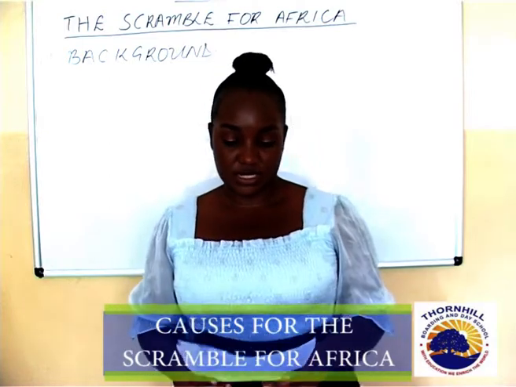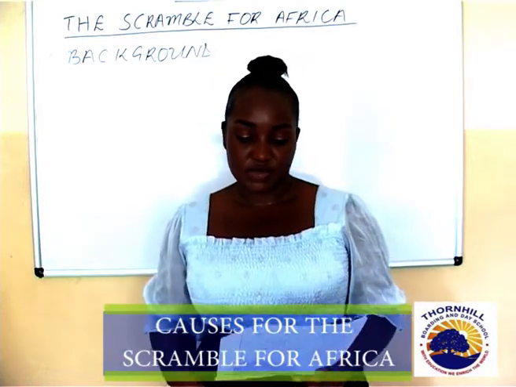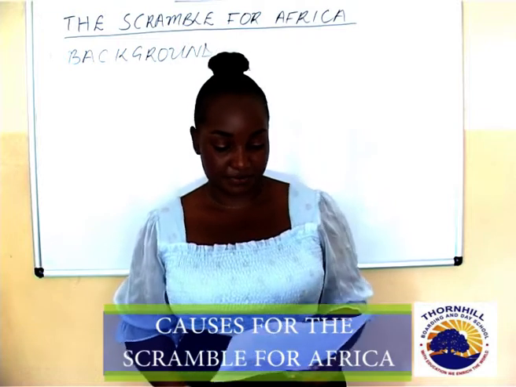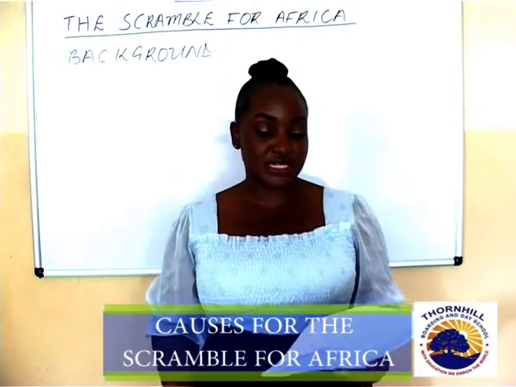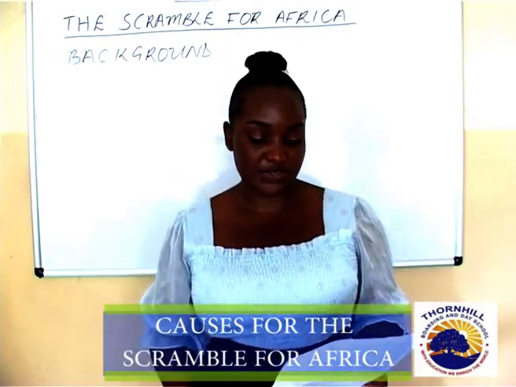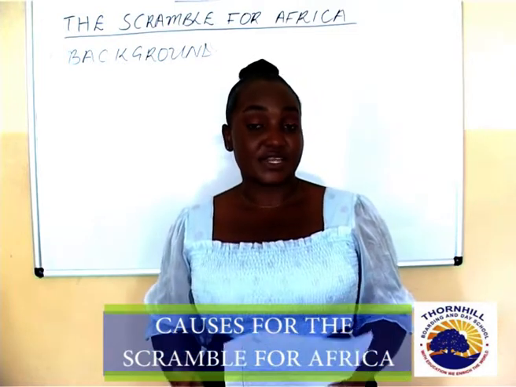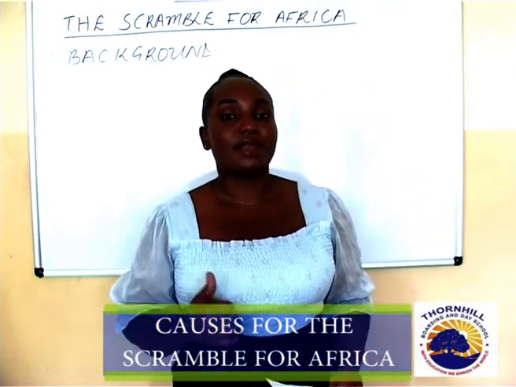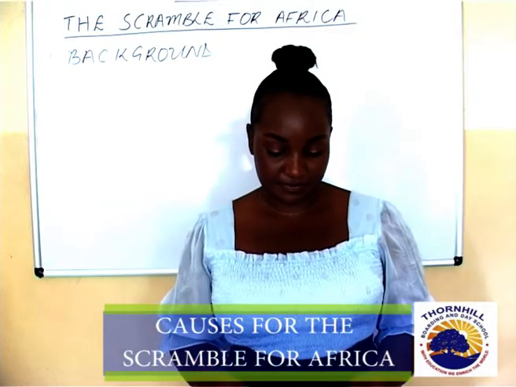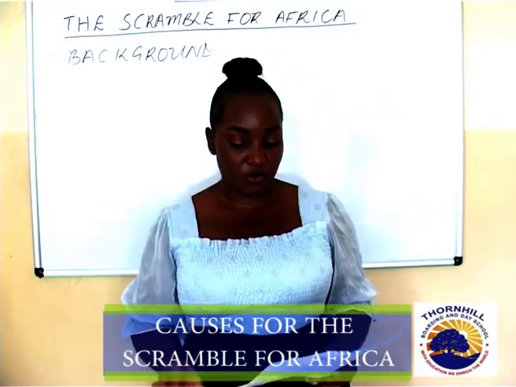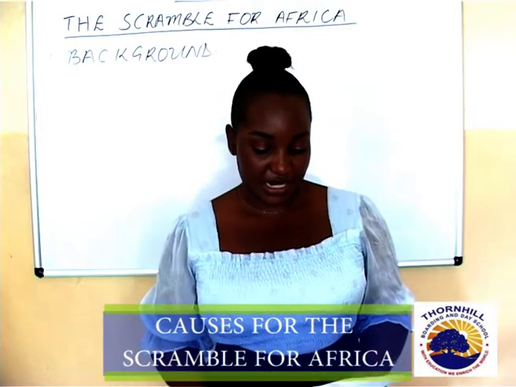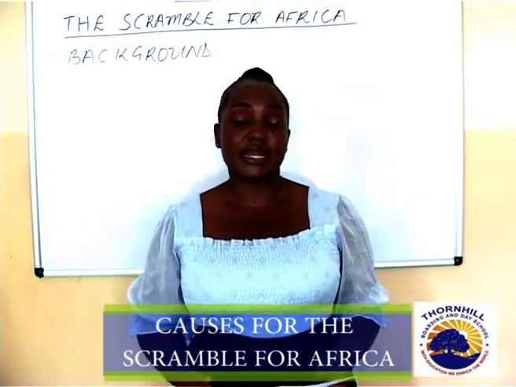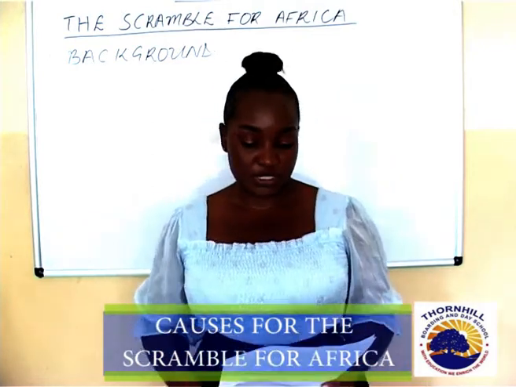So coming to today's lesson, the causes for the scramble of Africa. There were many reasons that made European powers get African areas. These include the following. Number 1, imperialism, which simply means conquest and controlling of African lands for investments and exploitation of raw materials.